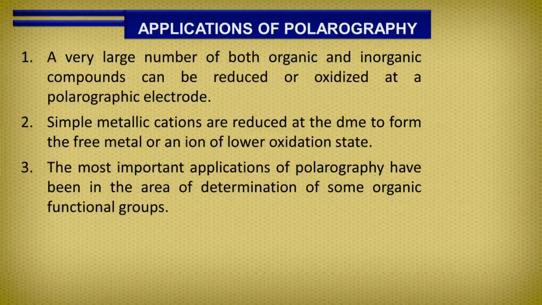Secondly, simple metallic cations are reduced at the dropping mercury electrode to form the free metal or an ion of lower oxidation state. In some analysis or some work you want to carry out and you need that metal as a free metal, you can always do this, and then of course you obtain what you need to work with.